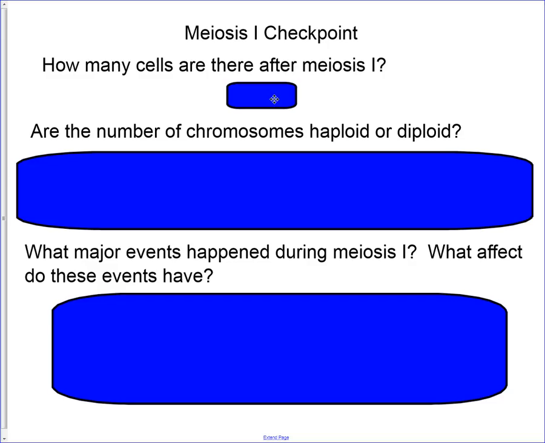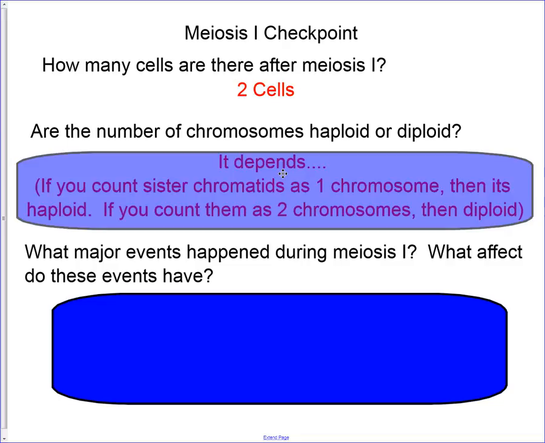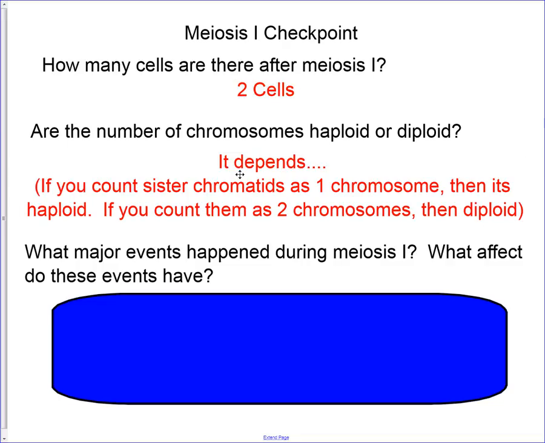Okay, a little checkpoint. How many cells are there after meiosis 1? There's 2. Are the number of chromosomes haploid or diploid? Well, it kind of depends. At this point, if you count the sister chromatids as one chromosome, which you normally would do if they're attached through a centromere, then it's haploid. If you count them as 2 chromosomes, because you kind of can because they're not exactly sister chromatids anymore, then I guess you can consider them diploid.